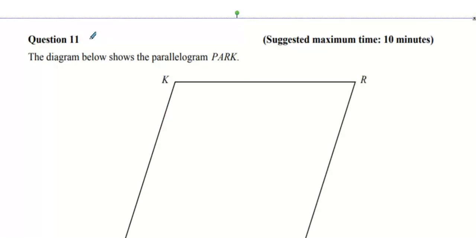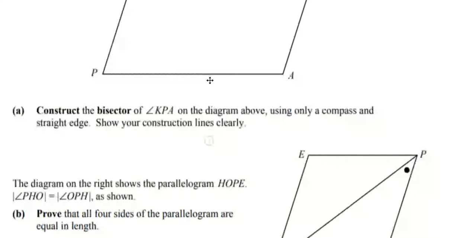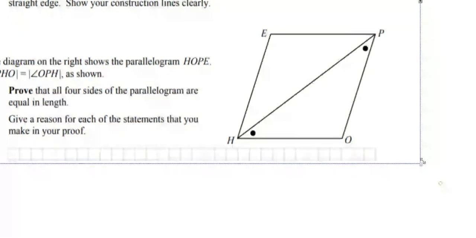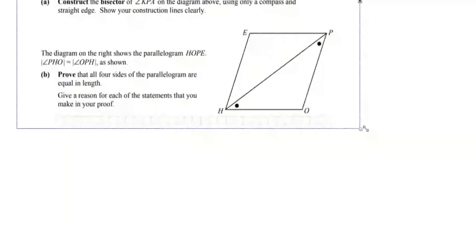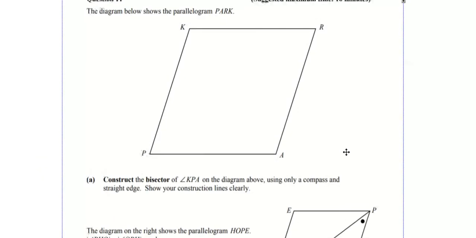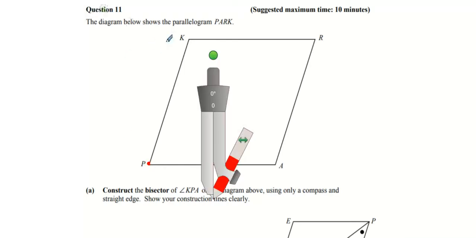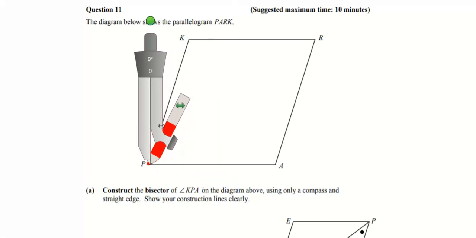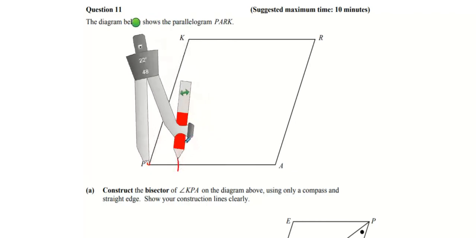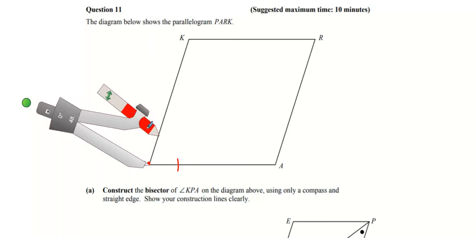All right, guys, now we're on to question 11. Apparently I'm going to have to do a construction, which shouldn't be a big deal. Okay, construct the bisector of the angle KPA, which is this angle down here. Just grab a compass and pick a length. Just make sure it's right on the angle there. So pick a length. I'll just pick this length here. So there's 1. Go up again. There's 2.